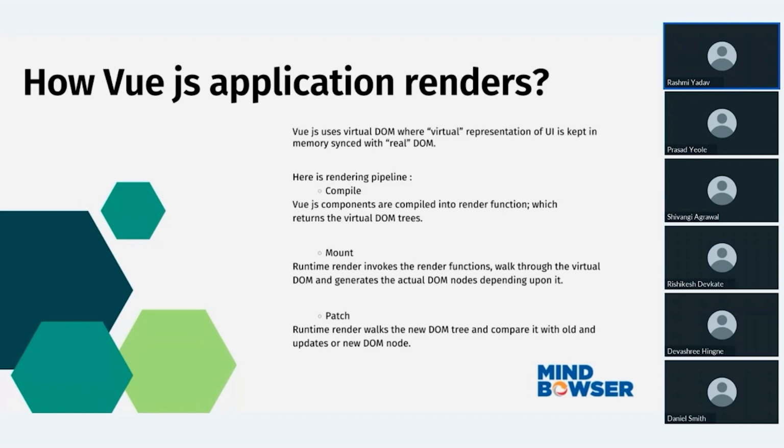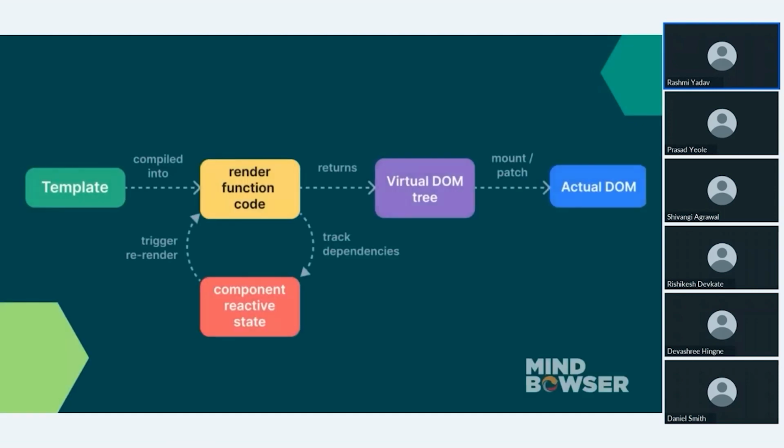That is, we have compile. So basically, components are compiled into render function, which returns the VDOM trees, that is virtual DOM trees. And then we have mount. So runtime renderer invokes the render function, walks through the virtual DOM and generates the actual DOM nodes depending upon it. And then we have patch. So runtime renderer walks the new DOM tree and compares it with the old and updates or creates new DOM nodes. So this is also a theoretical explanation. Let's move on to the next slide and see the diagrammatic representation.